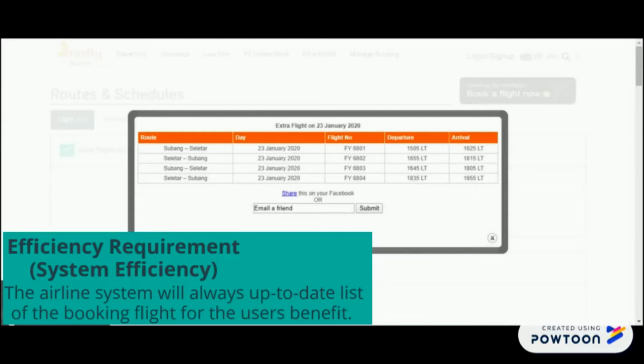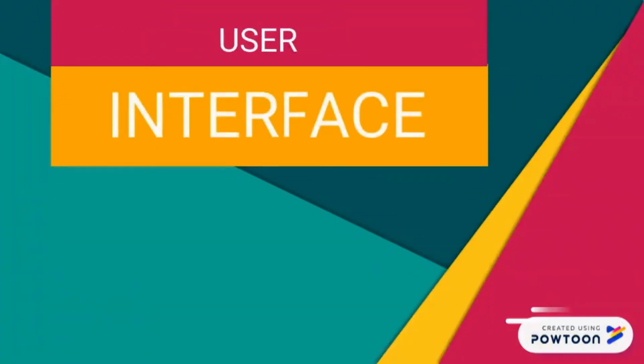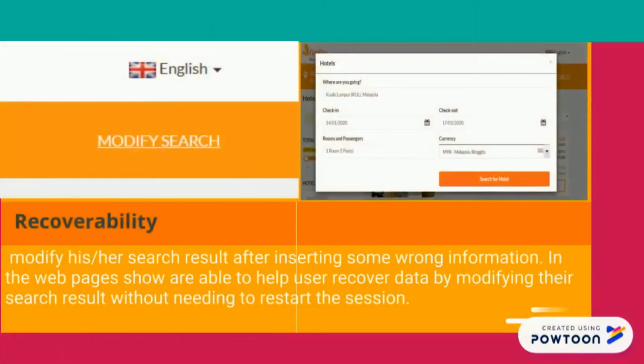Next, we'll be going to the user interface. The user interface that I've chosen is booking hotel interface. The first one will be recoverability. As we can see, the user is able to modify his or her result after inserting, even if there is some wrong information inserted.